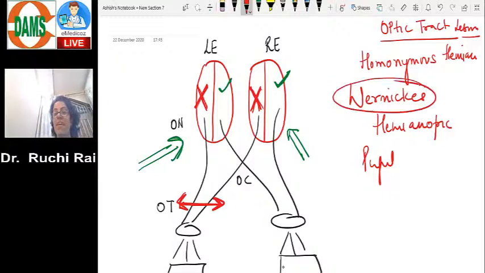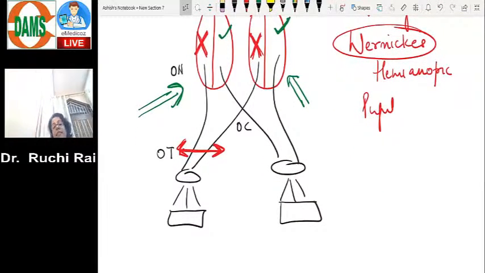Wernicke is somebody's name. So ultimately Wernicke hemianopic pupil is a feature of, what is your answer? Optic tract lesion. Okay? Now I have a question for you all. Tell me, if this is the reason, the same pattern is of temporal. Why is it happening? Do you realize?